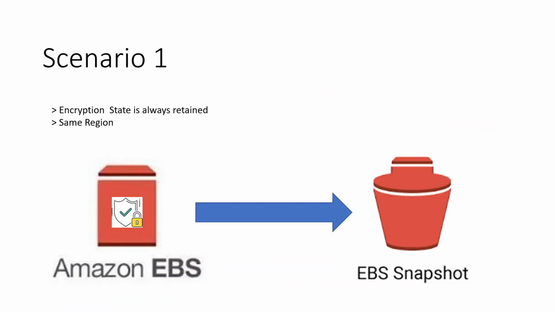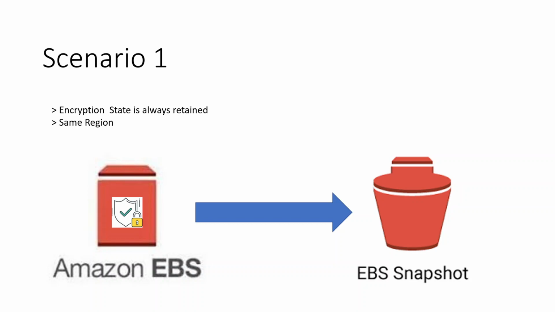Let's look at different scenarios. I'm going to do a hands-on lab for all 10 scenarios. Let's look at the first one, where I have an encrypted Amazon EBS volume and I'm going to take an EBS snapshot. Here are some important points. Encryption state will be retained. If you take a snapshot of an encrypted volume, the encryption state will be retained and it will be available in the same region. It will always be available. So let's do a hands-on session.